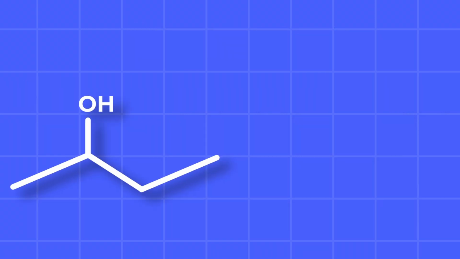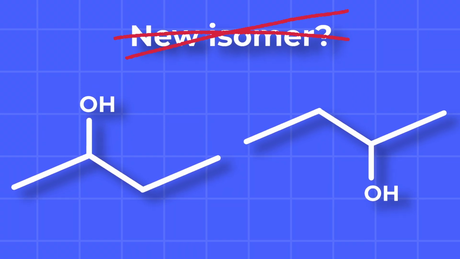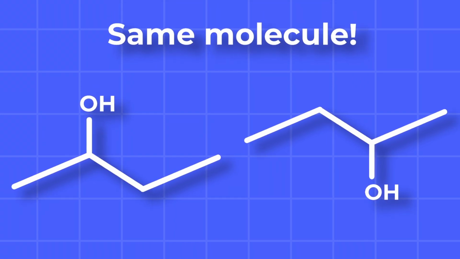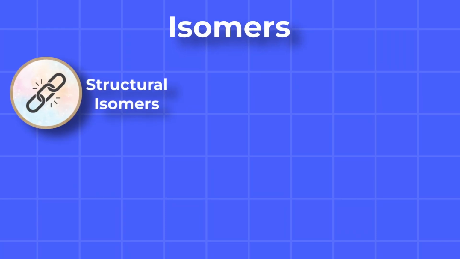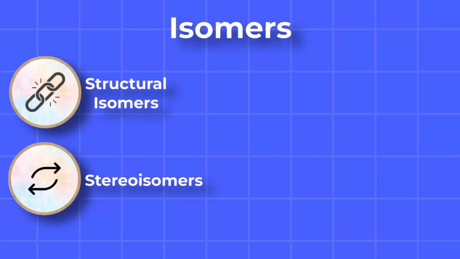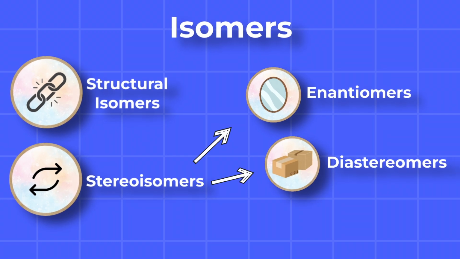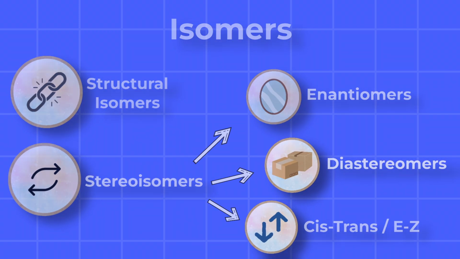Second, don't confuse a rotated picture for a new molecule. If the connectivity is the same, it's still the same molecule. So here's the checklist. Isomers share a formula. Structural isomers change connectivity. Stereoisomers keep connectivity, but rearrange in 3D into enantiomers, diastereomers, and cis-trans, or EZ.